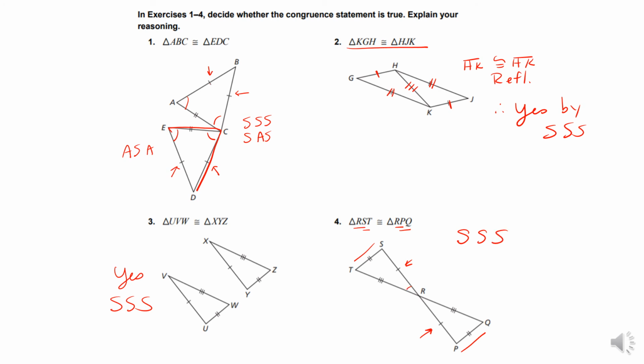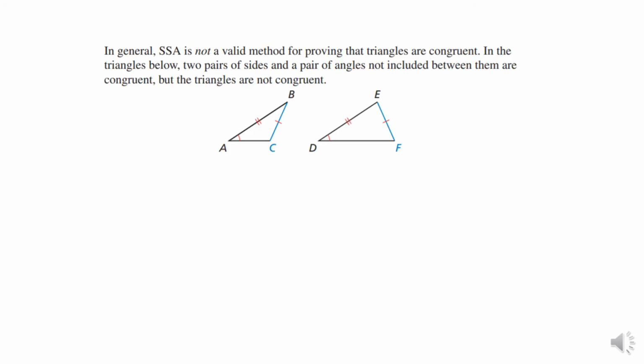Okay, we also could say these vertical angles are congruent, and we could prove side, angle, side. So remember, there's lots of ways to do these. Make sure that you're looking for all the possibilities. Okay, so in general, this one, side, side, side, is not a valid method for proving that triangles are congruent.